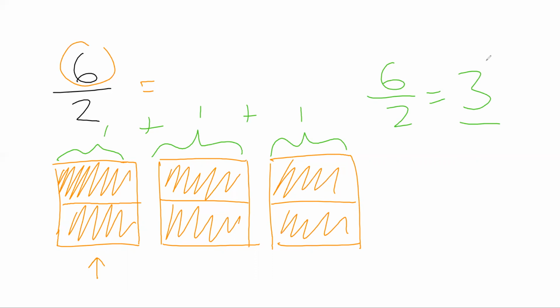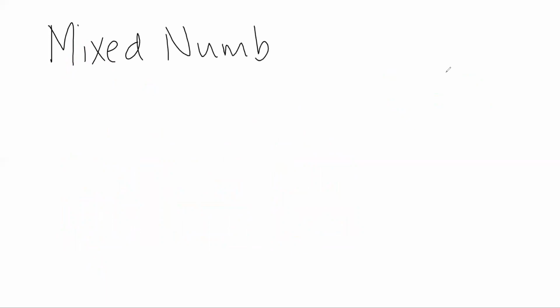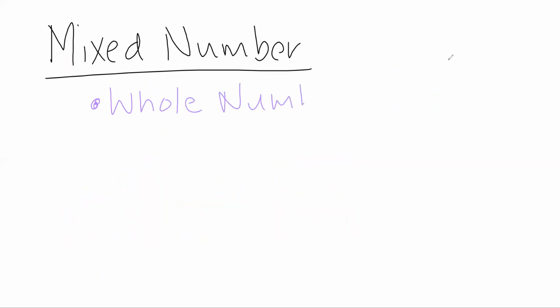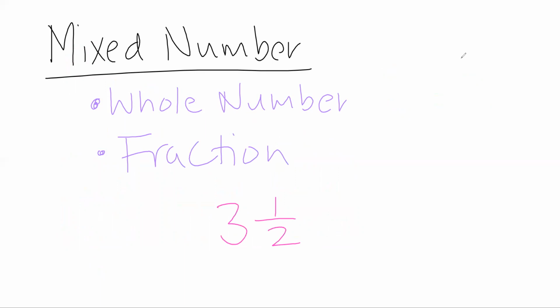Okay, so top-heavy fractions carry this idea of having more than the whole. Now, let's look at a mixed number. A mixed number is called a mixed number because it is a mixture of two things. It has a whole number and it has a fraction. Your classic example might be 3 1/2. So there's my whole number, here's my fraction, that is a mixed number.